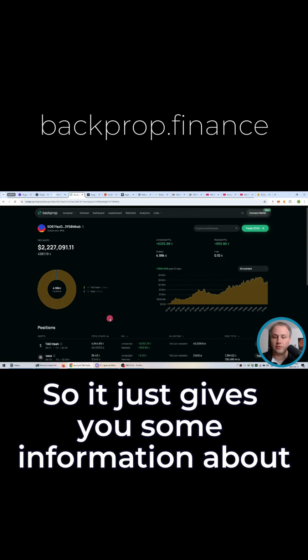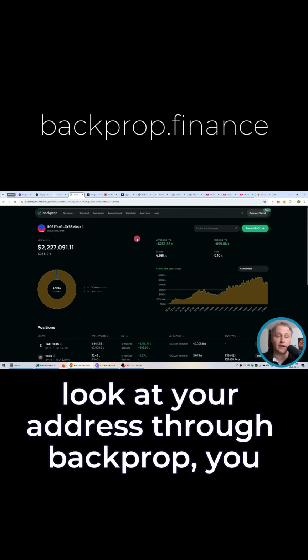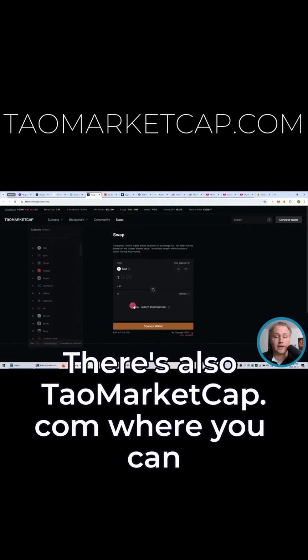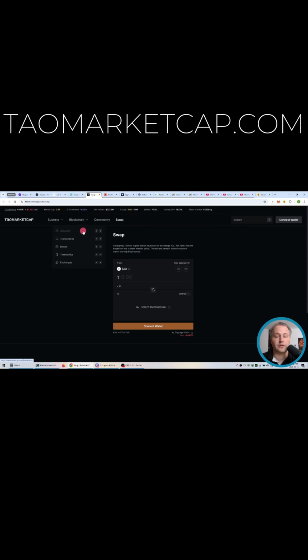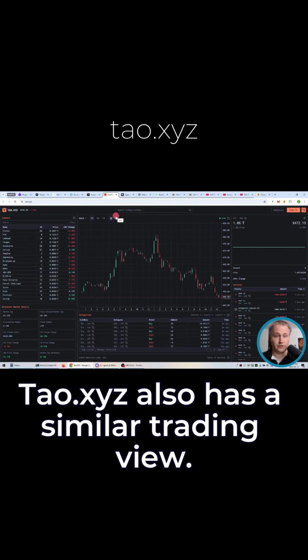So it just gives you some information about the wallet here. Similar to the other two, if you want to look at your address through backprop, you can just replace your address in the URL here. There's also taumarketcap.com where you can do some trading. It's got some blockchain exploration as well. Tau.xyz also has a similar trading view.